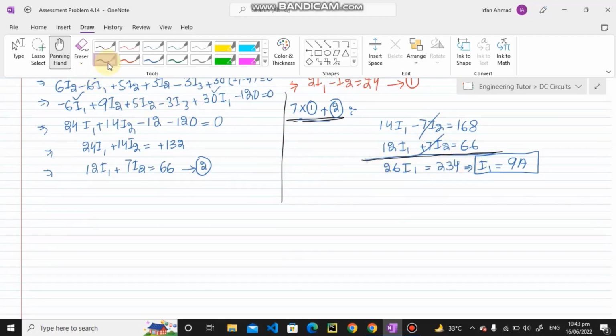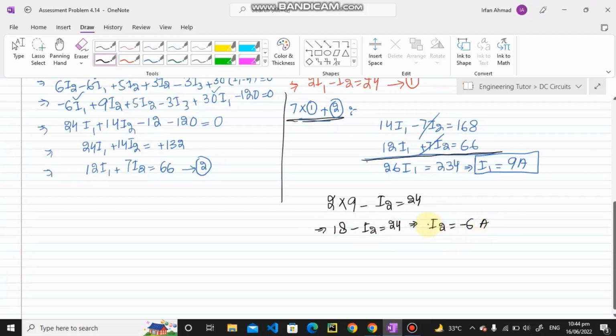Now similarly, putting this value into equation number 1, I will get 2 multiplied by I1. So I1 is 9, minus I2 is equal to 24. Okay, so now here 18 minus I2 is equal to 24, so the value of I2 is equal to minus 6 amps. So this is the value of I2. So these are my values of I1 and I2.